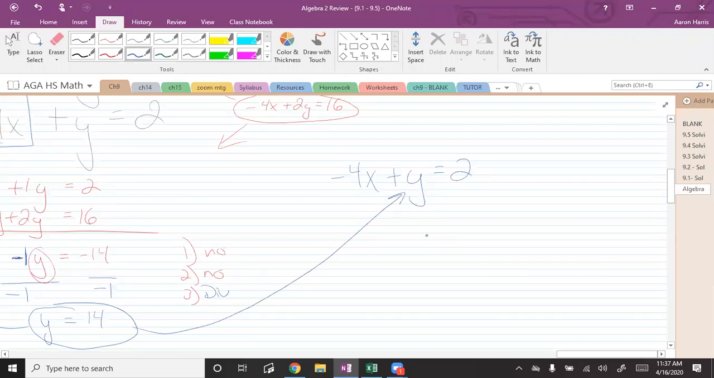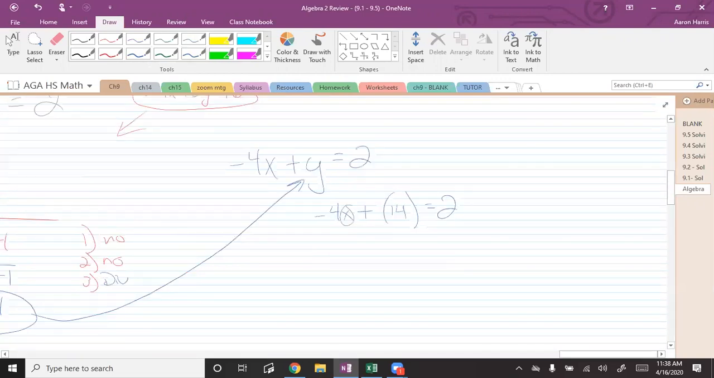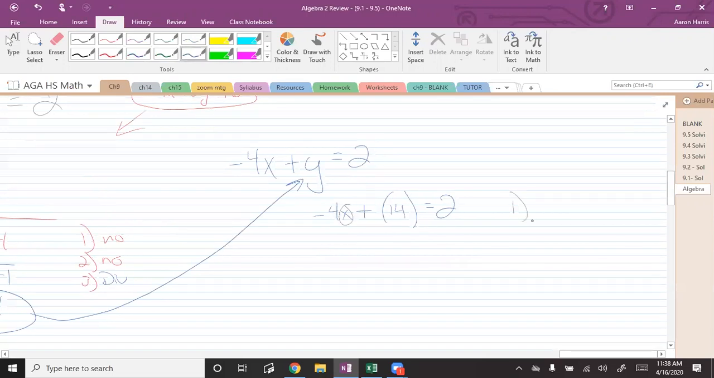So we plug it in, so it's negative 4x plus 14 equals 2. There you go. Solve for what? For x. Anything to do for the first step? No. Second step. Yeah, you have to remove addition. Subtract 14 from both sides.